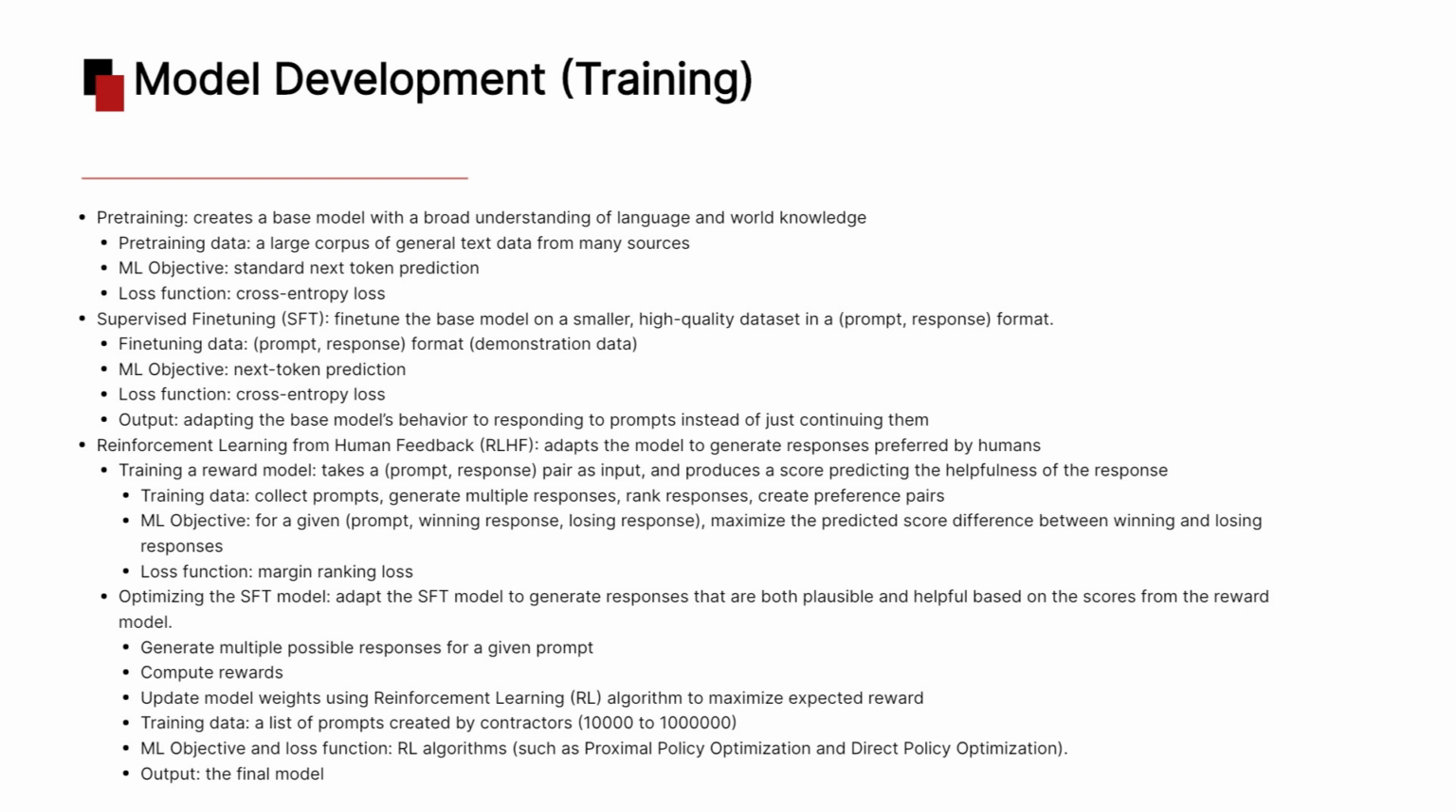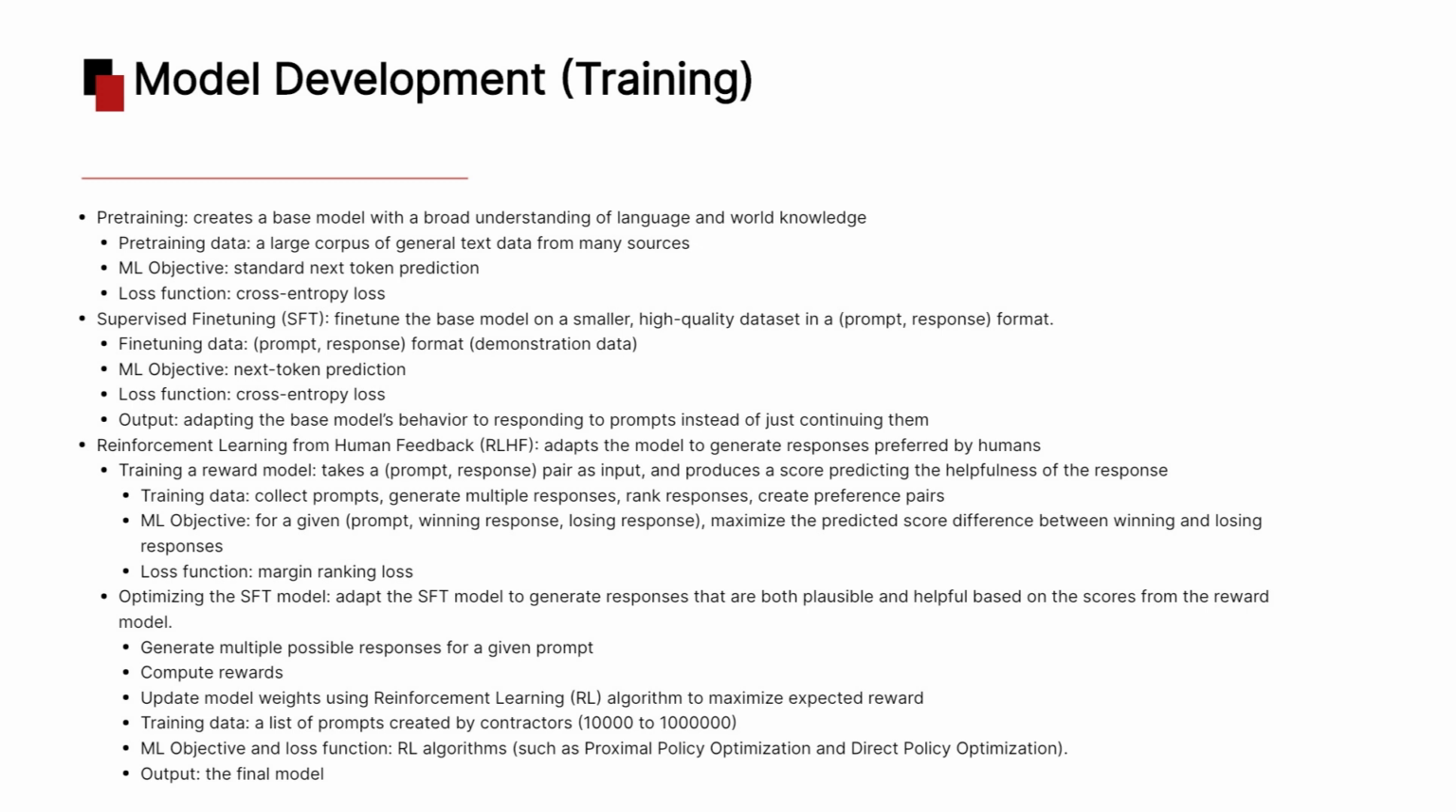3. Reinforcement learning from human feedback, RLHF. Goal: make the model's outputs aligned with human preferences for helpfulness, harmlessness, and truthfulness. Step A: reward model training. We collect prompts, generate multiple candidate responses from the SFT model, and have human annotators rank them from best to worst. From these rankings, we create preference pairs, winning versus losing responses.